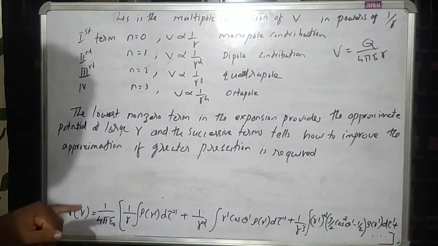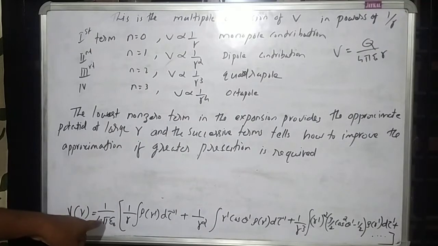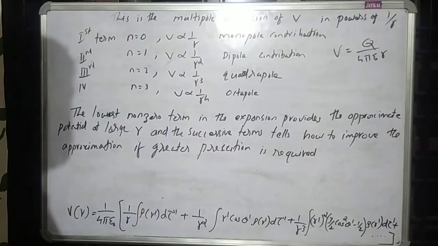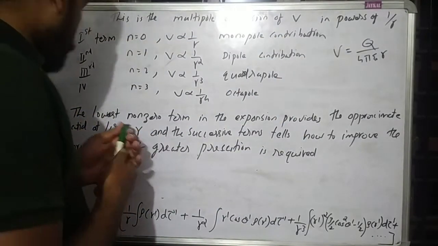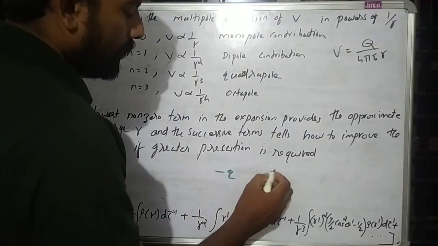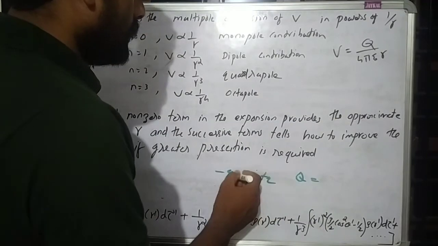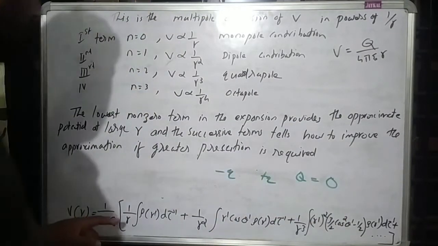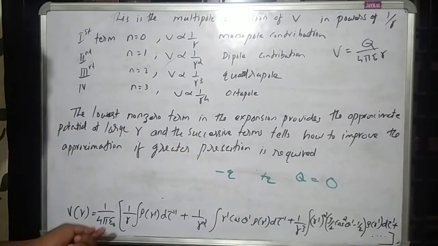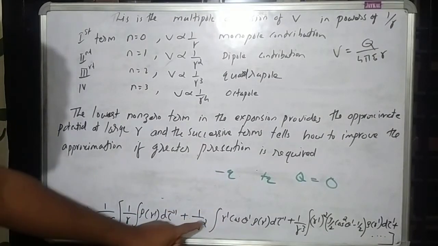Okay, the lowest non-zero term, that means, for example, V of r is equal to 1 by 4 pi epsilon 0 1 over r integral rho of r dash d tau dash. This represents the monopole contribution. Okay, and if we consider a dipole, let a negative q and a positive q charge be there, then the total charge is negative q plus q, equal to 0. So here the integral of rho of r dash d tau dash is zero, and the monopole term will become 0 for this case. The lowest non-zero term will be this one.